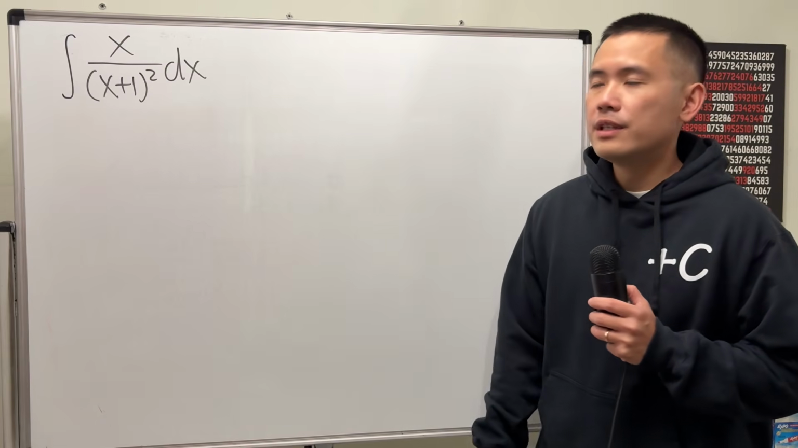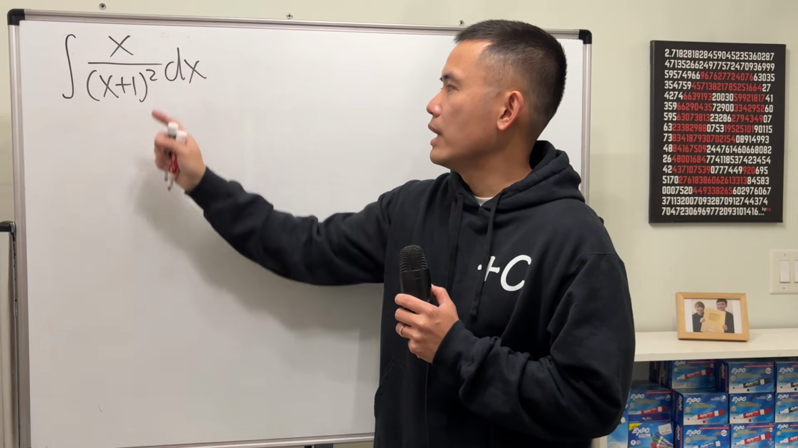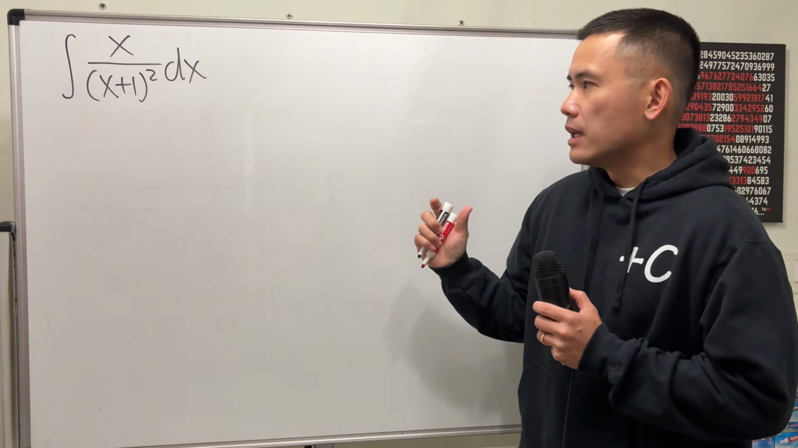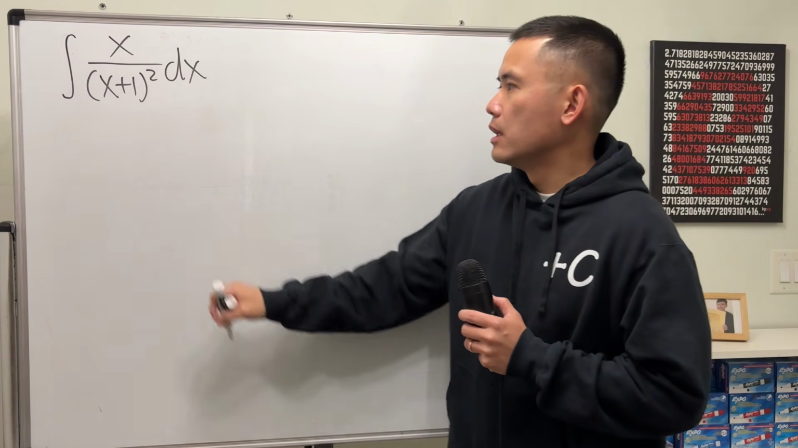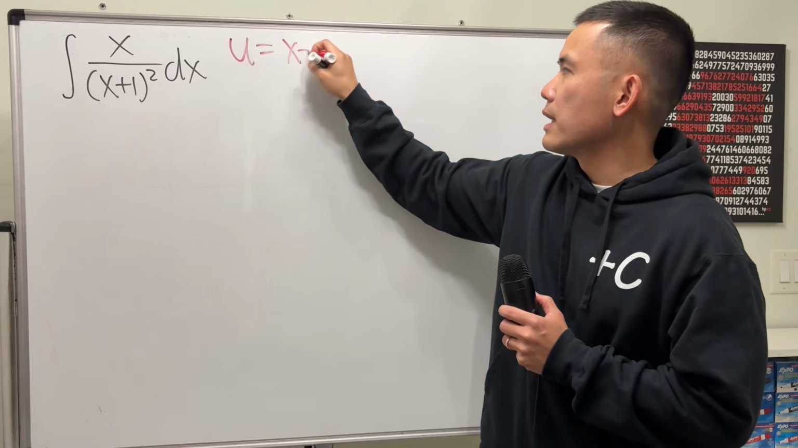So this is how we do this integral. We have x over (x plus 1) inside the parentheses, and then we have the square here. We do not need partial fractions because a simple u sub actually will do the job. We will let u equal the inside, just x plus 1.